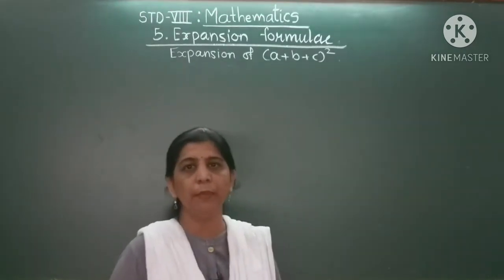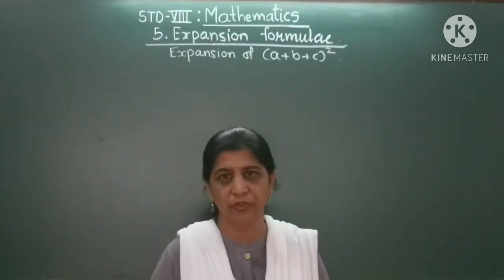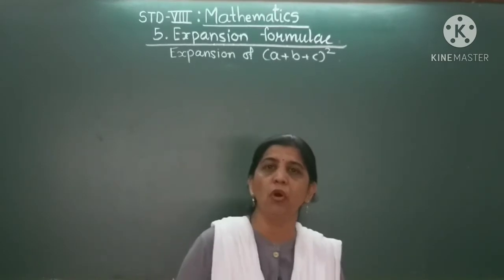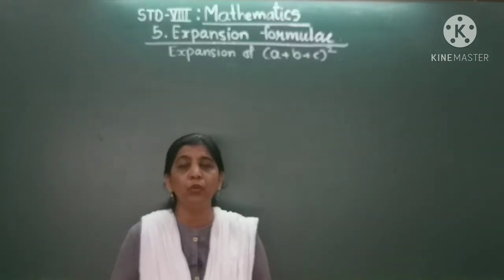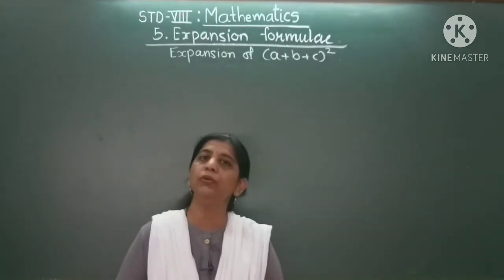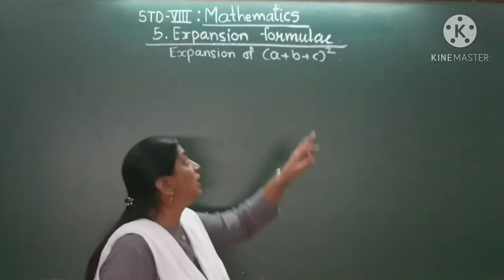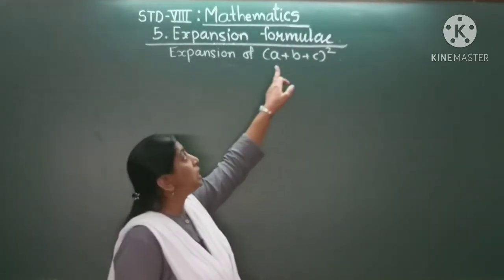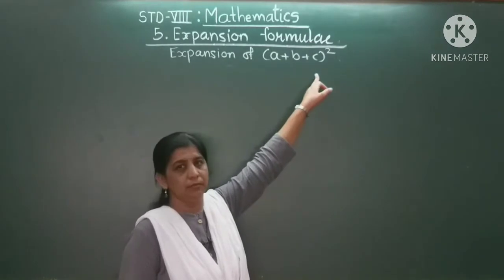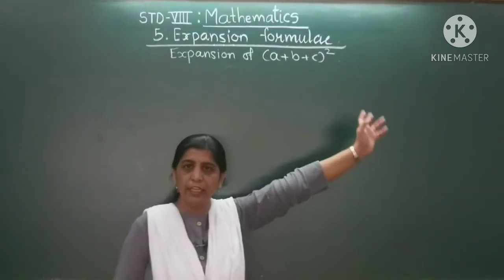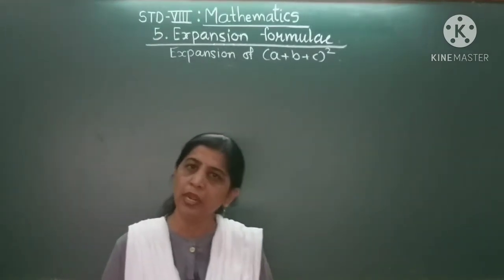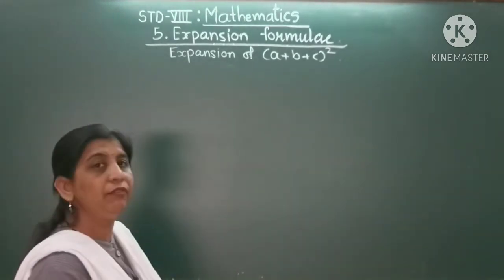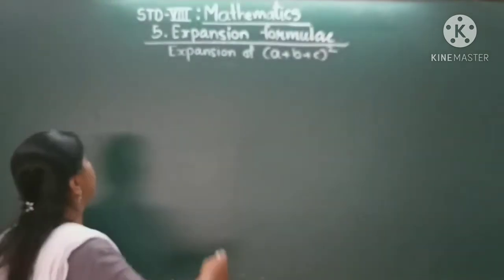We all know the expansion of (a + b) whole square, right? It's nothing but the square of the sum of two numbers. Here we are going to learn the expansion of the square of the sum of three terms. Let us see, it is the same as the expansion of (a + b) square. We will start solving it and we will get the formula for the same.